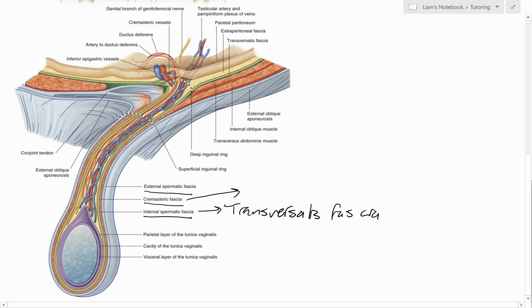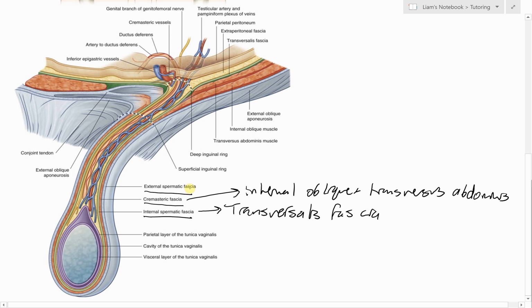So that's a really important thing there. And so that's formed by internal oblique and transversus abdominis. Cool. All right. And then we keep moving through, and you can see the conjoint tendon here as well, which forms part of the posterior wall in the lateral part of the canal, sorry.